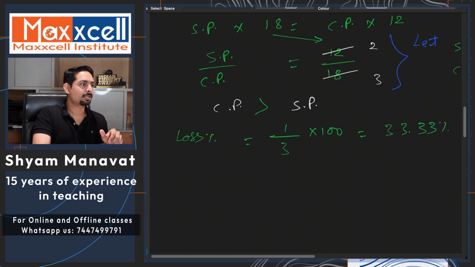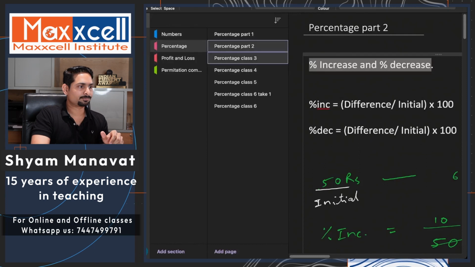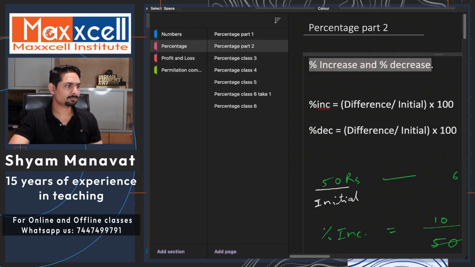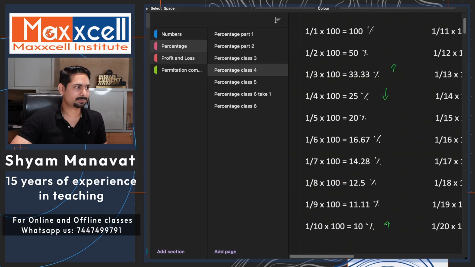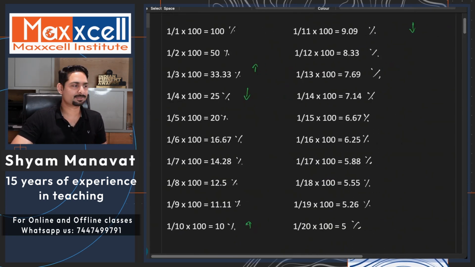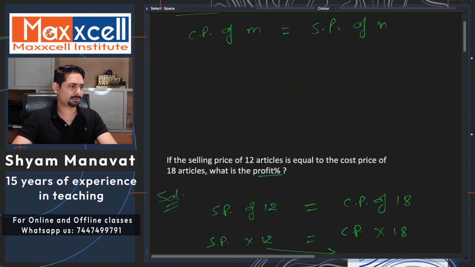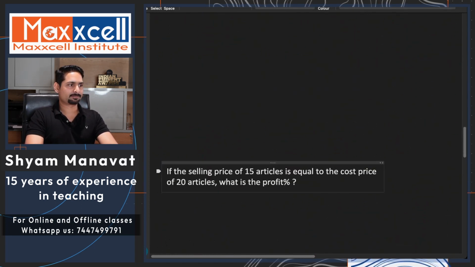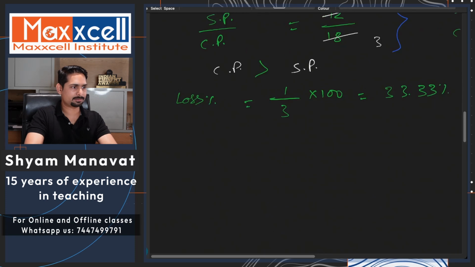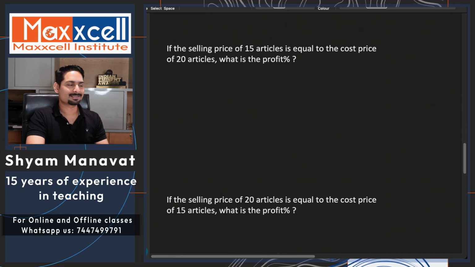33.33%. If not, then please go to the previous lectures of percentage, and here in lecture 4 of percentage we have discussed fraction percentage. This table I am talking about. Coming back to the question here. Great. So we got the answer. 33.33% loss percentage.